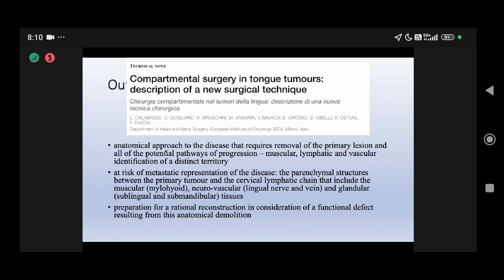I would also like to touch upon this principle of compartmental surgery in tongue tumors by Calabrese et al. The thought process is to remove the lesion as well as the pathway of progression of the tumor, that are the muscular, lymphatic, and vascular structures in the territory. You need to remove the at-risk metastatic structures also while you are removing the primary tumor, and then do the rational reconstruction.